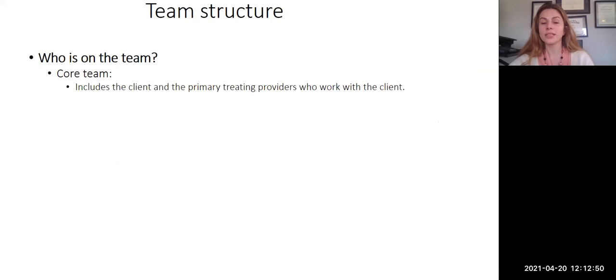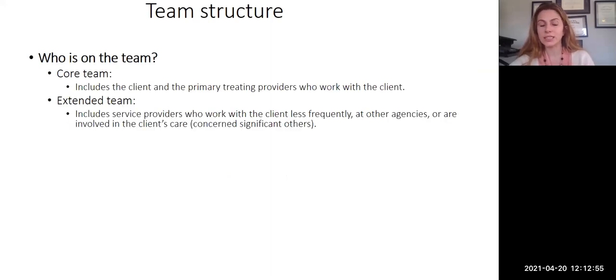So who's on it? There's really two aspects of the team. There's a core team and an extended team. So the core team is the client and all of the primary treating providers. So the ones that are going to be at that regular weekly or bi-weekly staffing on the patient. So I'm going to go through the core team here in a minute. But also part of the team is what's considered the extended team.